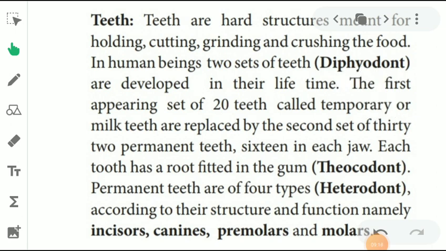The first set, 20 teeth, is called temporary teeth or milk teeth, replaced by the second set of 32 permanent teeth, 16 in each jaw. Each tooth is fitted in the gum; that fitting is called thecodont. The permanent teeth are of four types, so it is called heterodont, according to their structure and function.